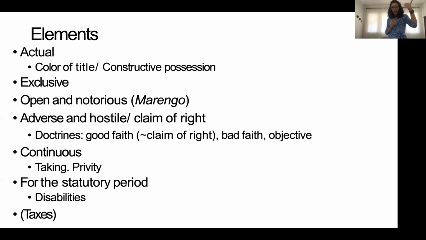The adverse possession has to be actual, exclusive, and open and notorious. Open and notorious means that if someone was adverse possessing my house, by driving by, I should be able to tell that the house is occupied, right? That there is nothing non-transparent about the possession.